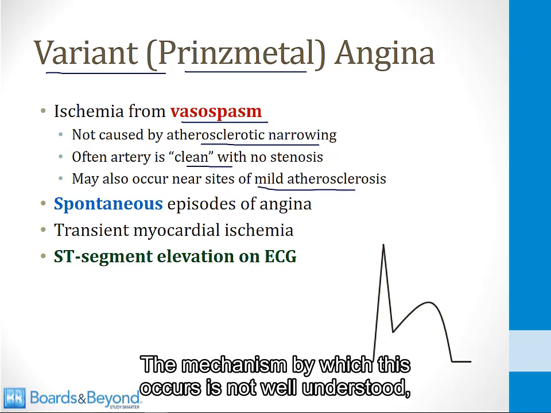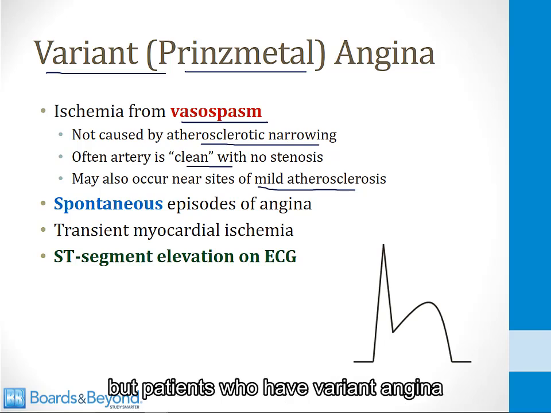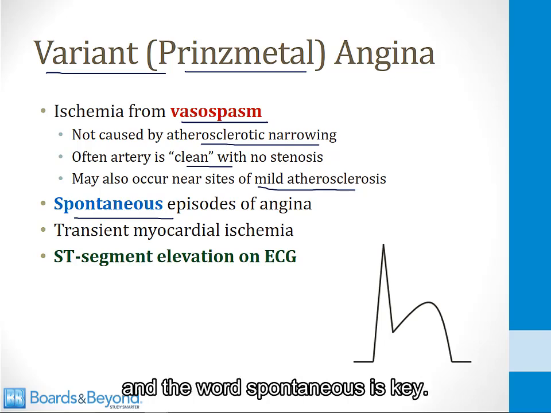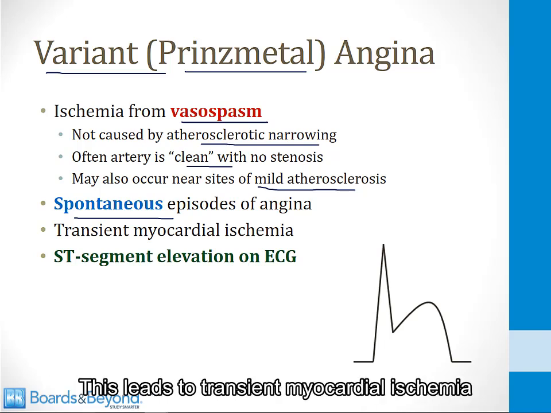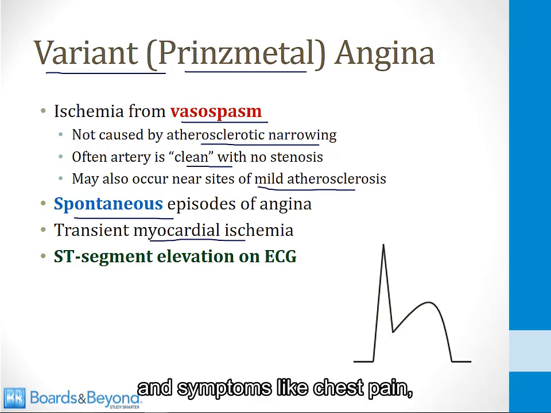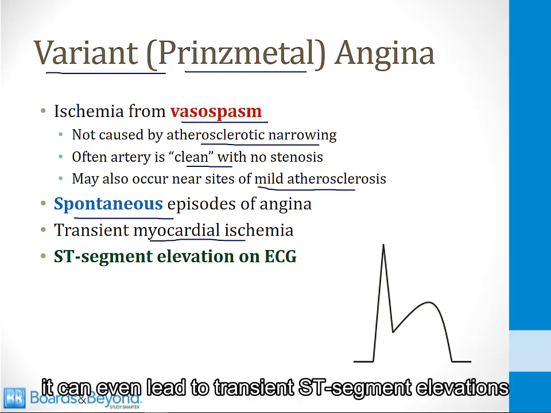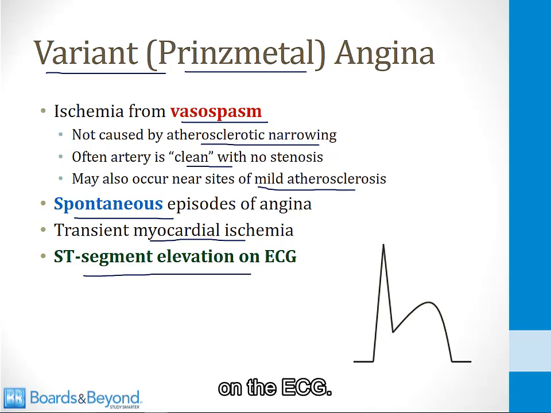The mechanism by which this occurs is not well understood, but patients who have variant angina have spontaneous episodes of angina, and the word spontaneous is key. These aren't provoked by exertion like stable angina. This leads to transient myocardial ischemia and symptoms like chest pain. It can even lead to transient ST segment elevations on the ECG.